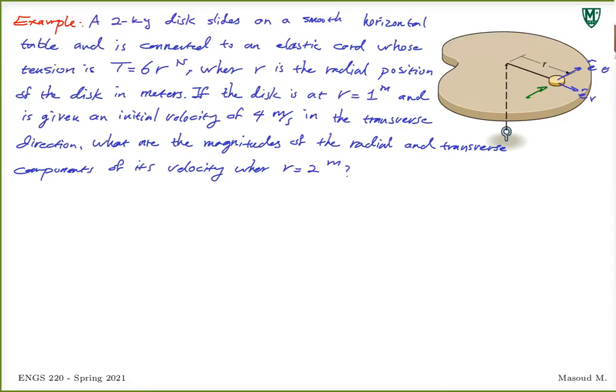So when it starts rotating around, this cord elongates, goes from 1 meter to 2 meters. That's a very weird cord that elongates a lot. But for the sake of this problem, let's say it goes from 1 meter to 2 meters. And obviously the tension in this changes.